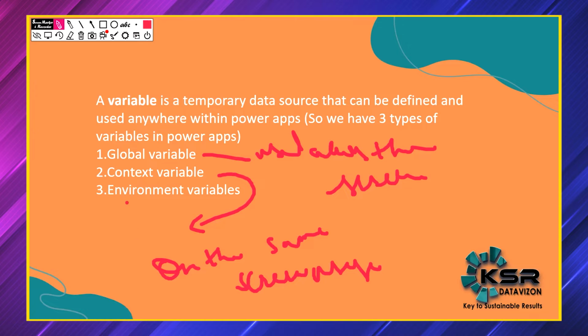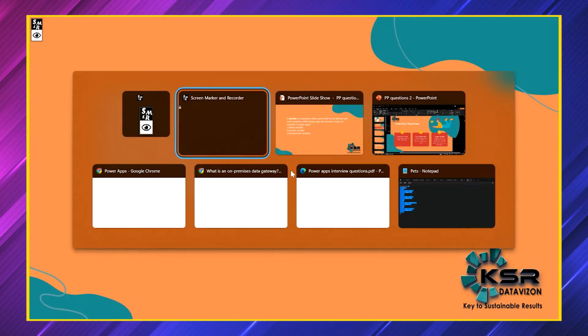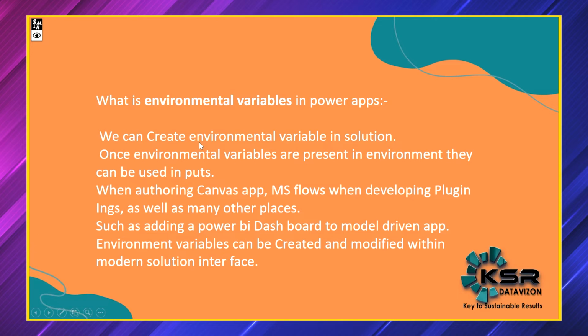One more thing is environment variables. Before that, if you are not aware, variables are nothing but temporary data sources which are instantly created inside the Power App. They don't have any connection with any kind of database. They are temporary data sources created inside the Power Apps only. That is about the global variable and the context variable, or local variable, you can say.